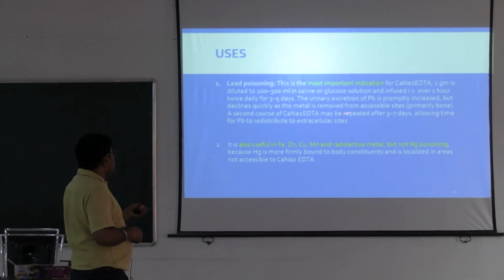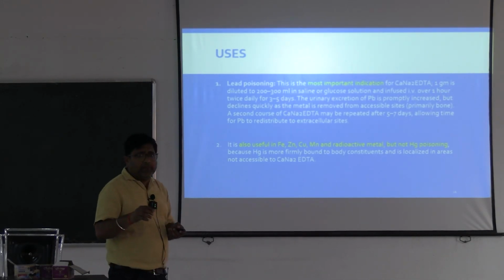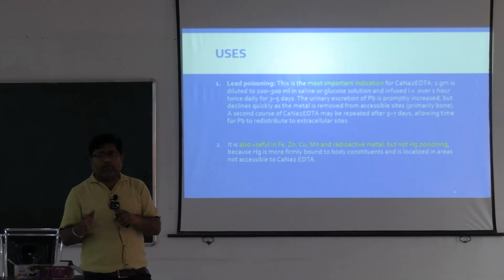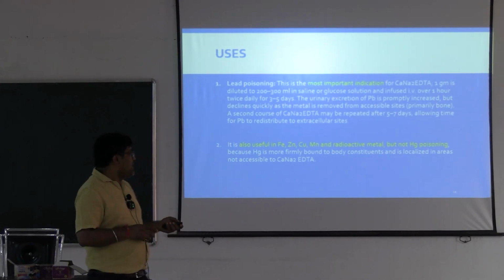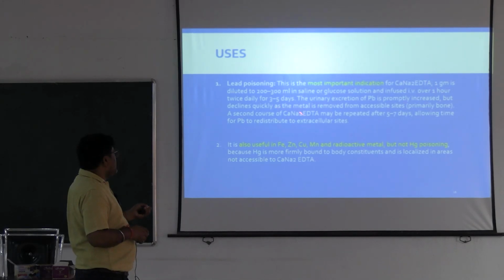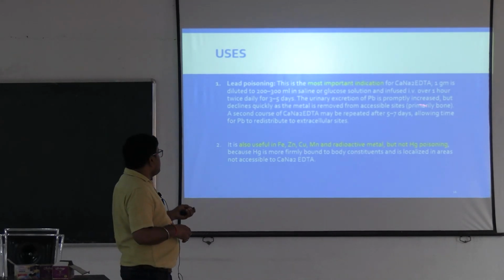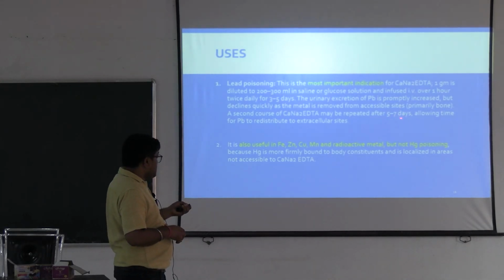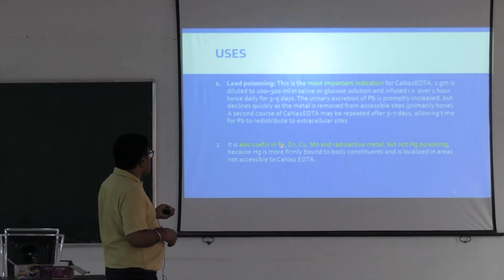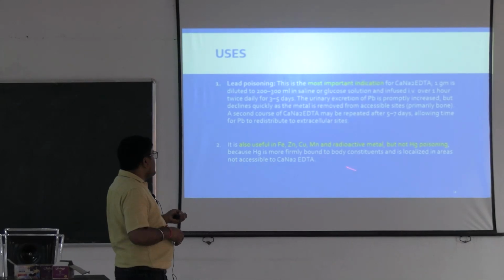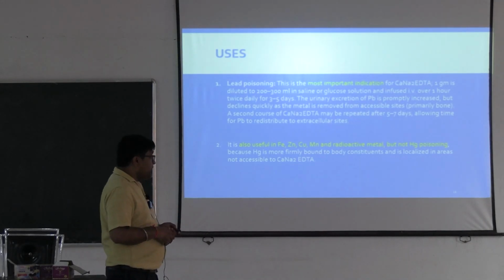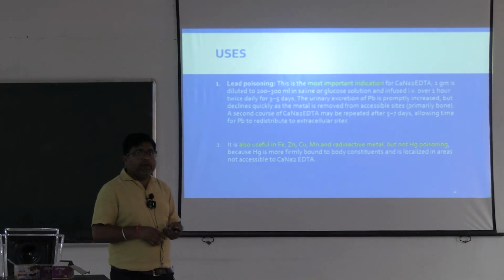The dose: 1 gram is diluted in 200 to 300 ml of dextrose or saline and given over 1 hour. It is given for 3 to 5 days twice daily. Then it can be repeated after 5 to 7 days. It is also useful in iron, zinc, copper, manganese and radioactive metal poisoning, but it is not used in mercury poisoning.